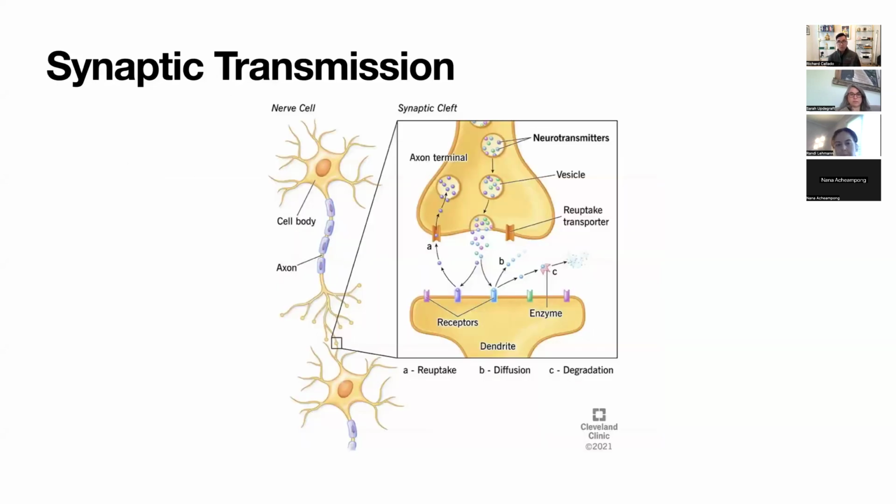Once again, know what reuptake pumps do. Also know what vesicles are, VMAT. As the course goes through, we're going to talk about specific VMAT inhibitors, VMAT2 inhibitors, especially when we talk about tardive dyskinesia. And also when we talk about ADHD, all right? Know about degradation, how we have some medications that work on that. So good examples would be acetylcholinesterase inhibitors in Alzheimer's dementia and monoamine oxidase inhibitors in depression, all right?